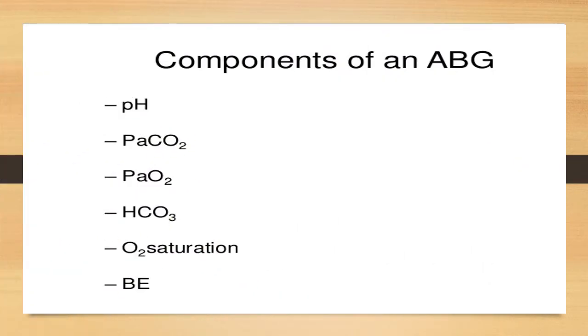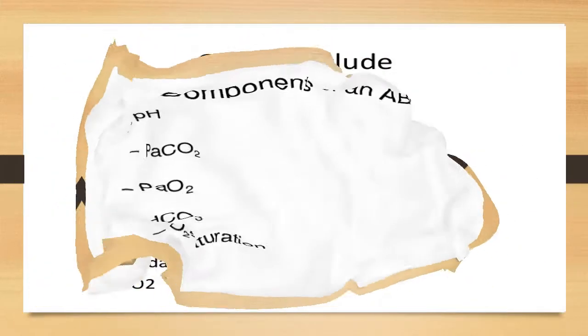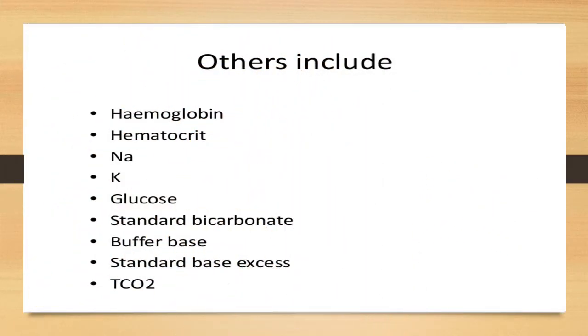Components of ABG: pH, partial pressure of carbon dioxide, partial pressure of oxygen, HCO3, that is bicarbonate, and oxygen saturation and base excess. Others include hemoglobin, hematocrit, sodium, potassium, glucose, standard bicarbonate, buffer base, standard base excess, and TCO2.